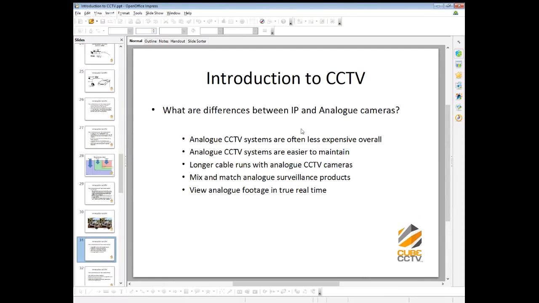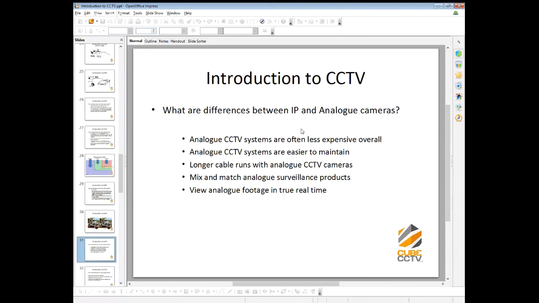Okay, so the difference between analog and digital cameras. Analog cameras, I'm going to talk about the good things about analog cameras. Analog CCTV systems are often less expensive. Well, analog cameras you could buy for a cheaper price. And this includes high definition cameras. Even high definition cameras can be bought for a very reasonable price.